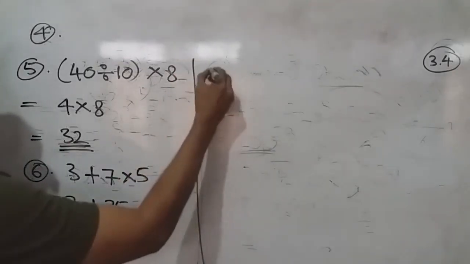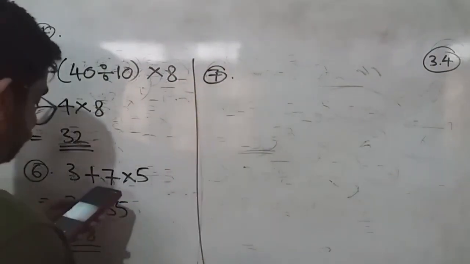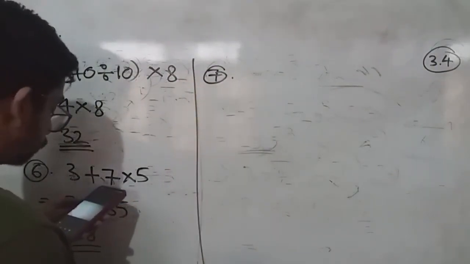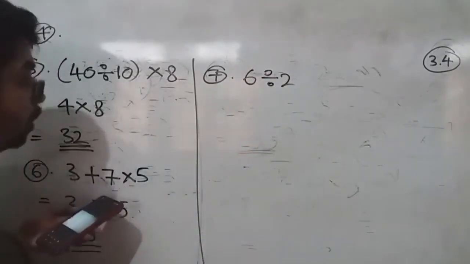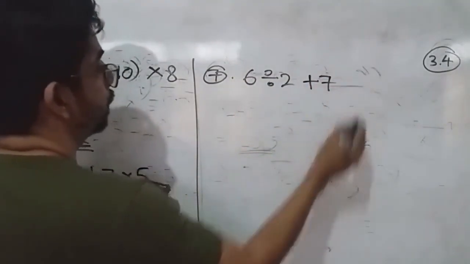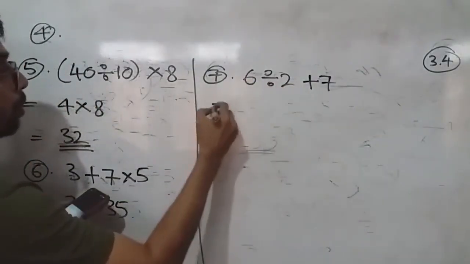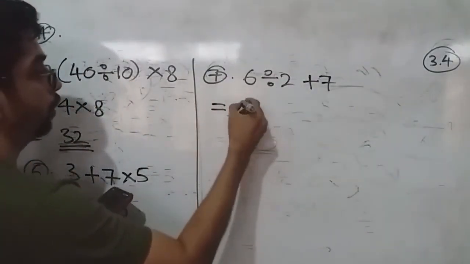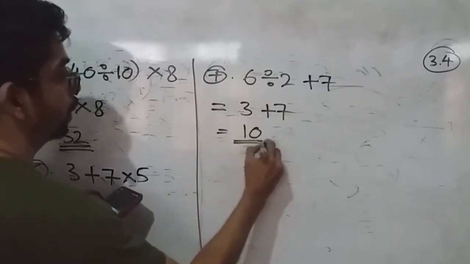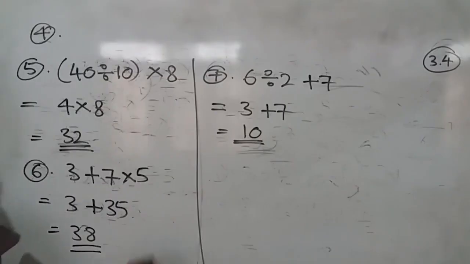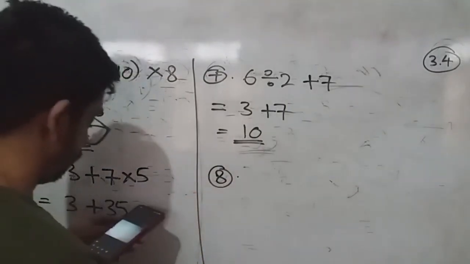Okay, question number 7. 6 divided by 2, then we have to add a 7. So we have to do the division part first. 6 divided by 2, that becomes a 3. 3 plus 7. 3 plus 7, that is what? 10.